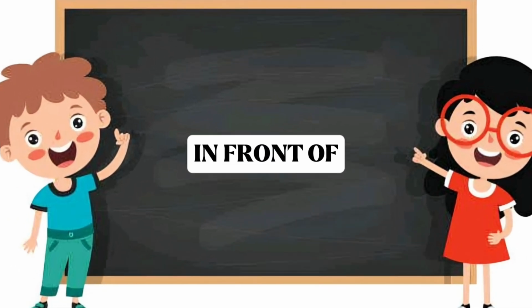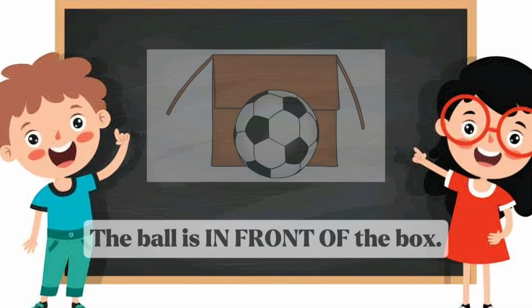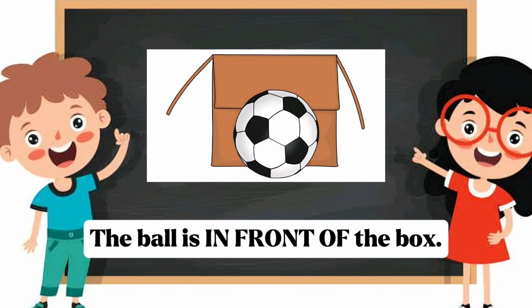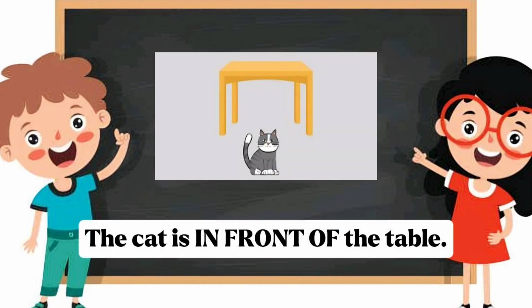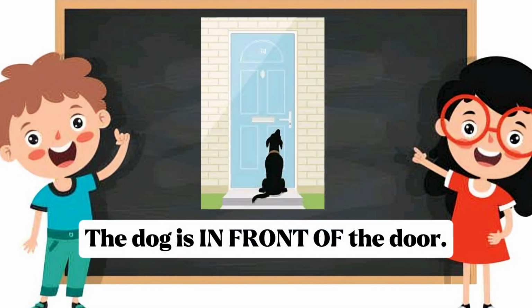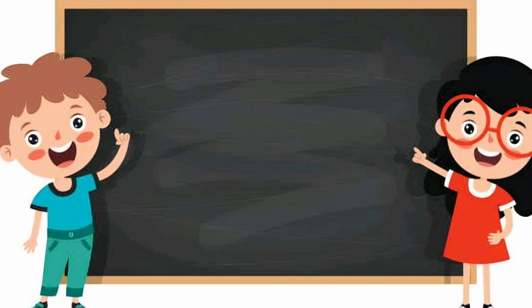Using in front of in a sentence. The ball is in front of the box. The boy is in front of the school. The cat is in front of the table. The dog is in front of the door.